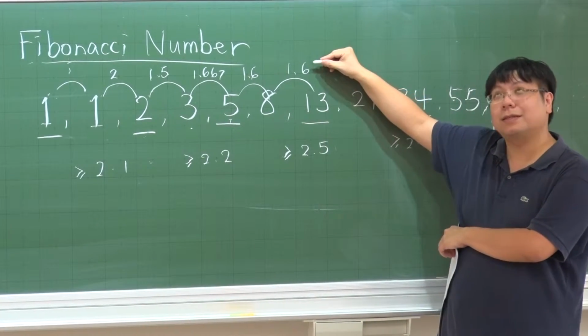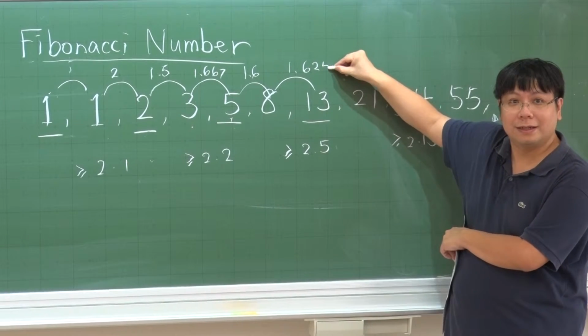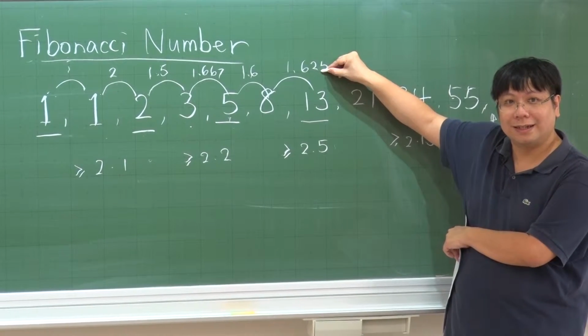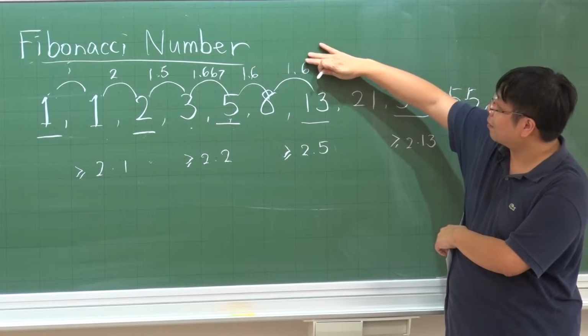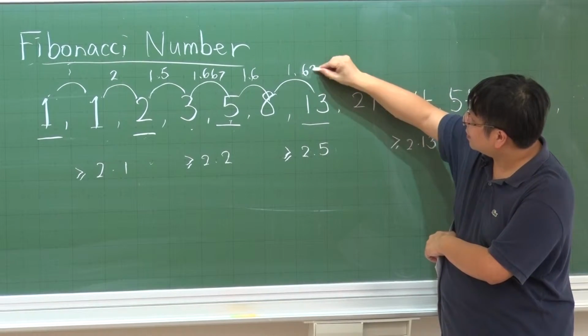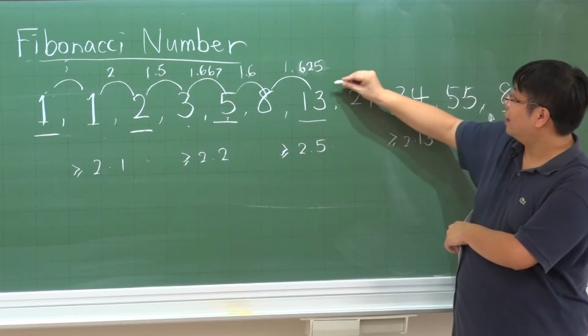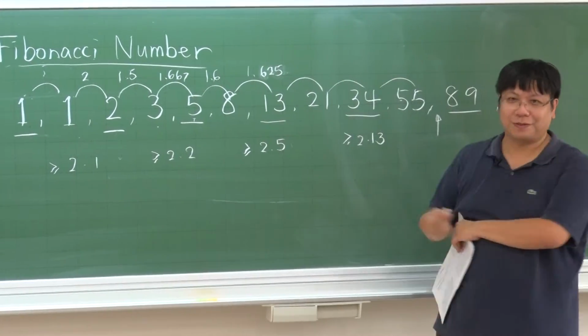1.6125, eh? 2 over 4, 625, something like this? Is it? No? Let me see. Is that wrong? No, it's wrong. 1.625, yes. Something like this. And these two, I don't know. I don't have a calculator. Okay, so you have something like this.